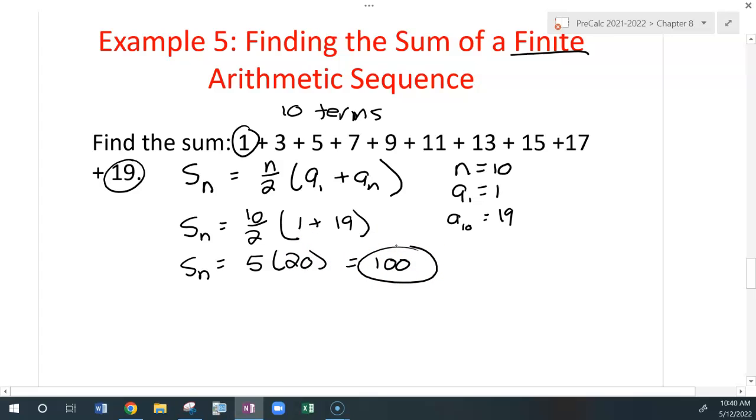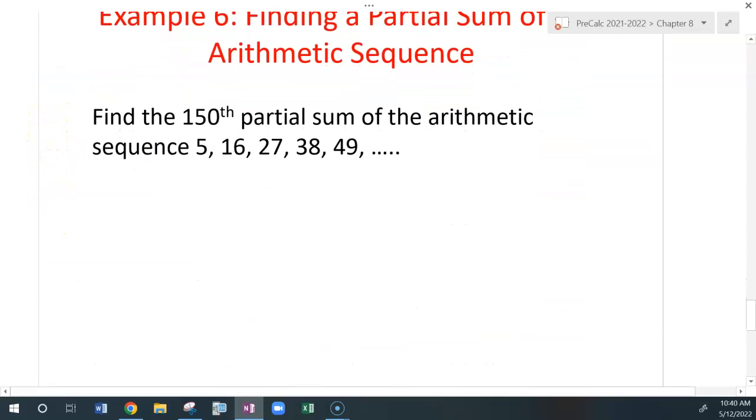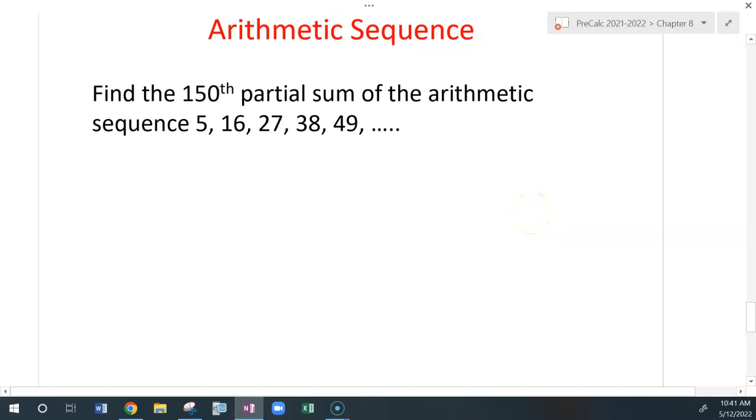I'm going to show you another example that makes it really clear why you don't want to just add all these numbers up yourself. Take a look at this one. We want the 150th partial sum. So if you were to add all of these up by yourself, you would have to complete the sequence. We've got 1, 2, 3, 4, 5 terms. You would need to figure out 145 more terms on your own. And then you would have to sit there and add all 150 terms by hand in your calculator. No, we don't want to do that. So use the formula.